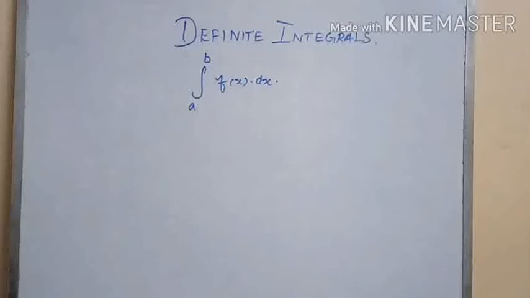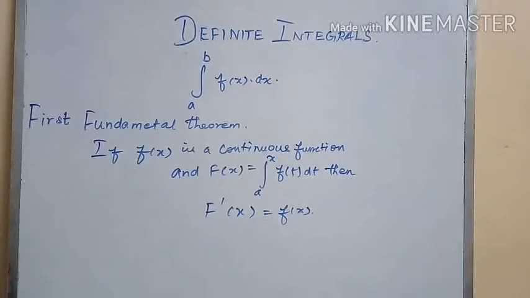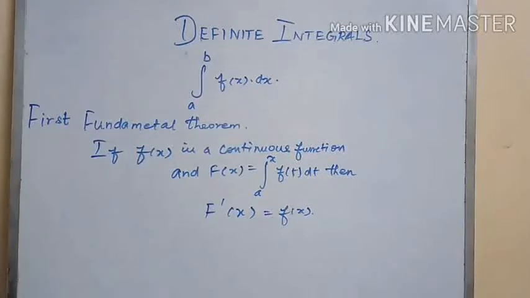Geometrically, definite integrals, that is integral of a to b f of x dx, represents the limits of a sum. It is also represented as the area bounded by the curve y is equal to f of x. The fundamental theorem of integral calculus. First fundamental theorem states that if f of x is a continuous function and capital F of x is equal to integral a to x f of t dt, then F dash of x is equal to small f of x.